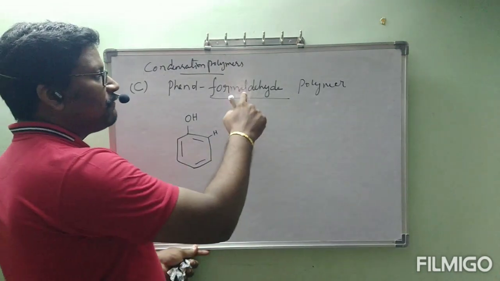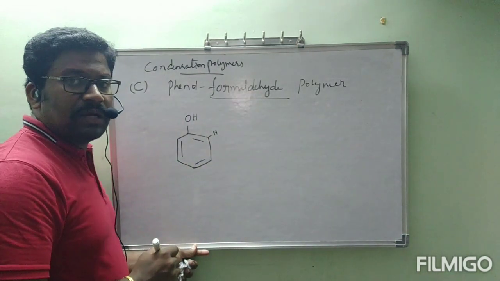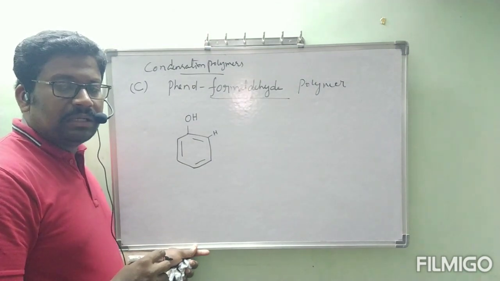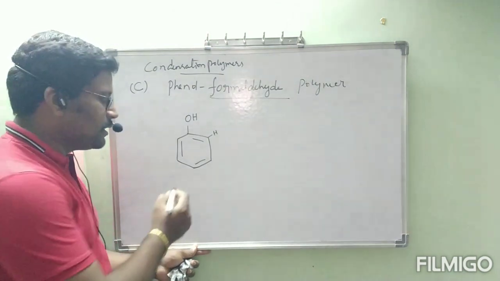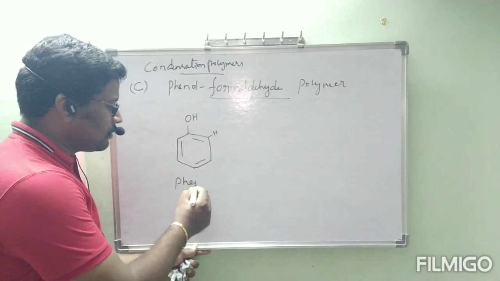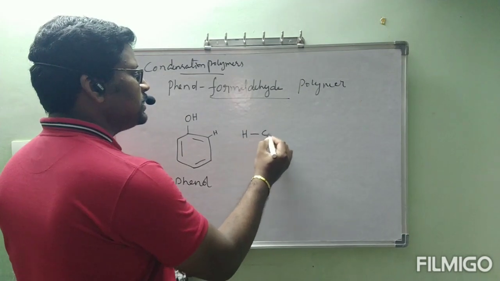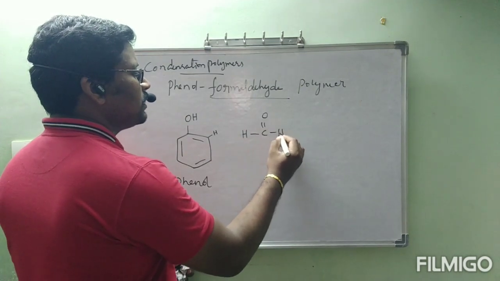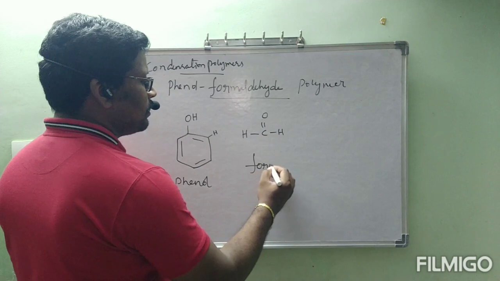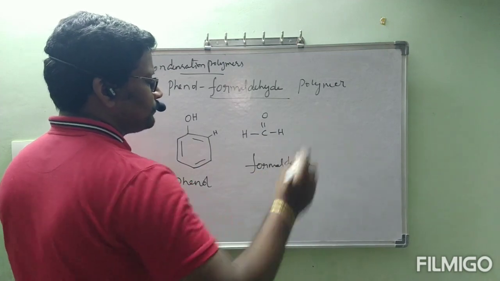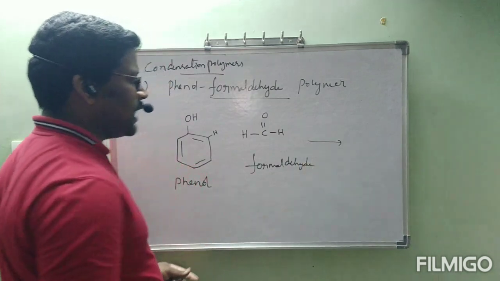And formaldehyde. What is the formula of formaldehyde? CH2O, which is called methanal. Methanal is also called formaldehyde. Now this is phenol. Next formaldehyde, H, C double bond O, H. This is called formaldehyde. These two, how will they undergo reaction?